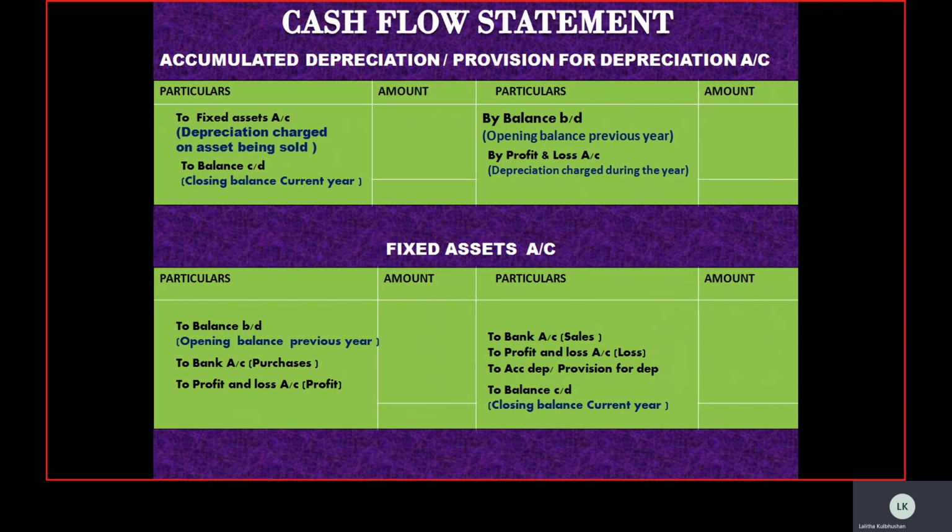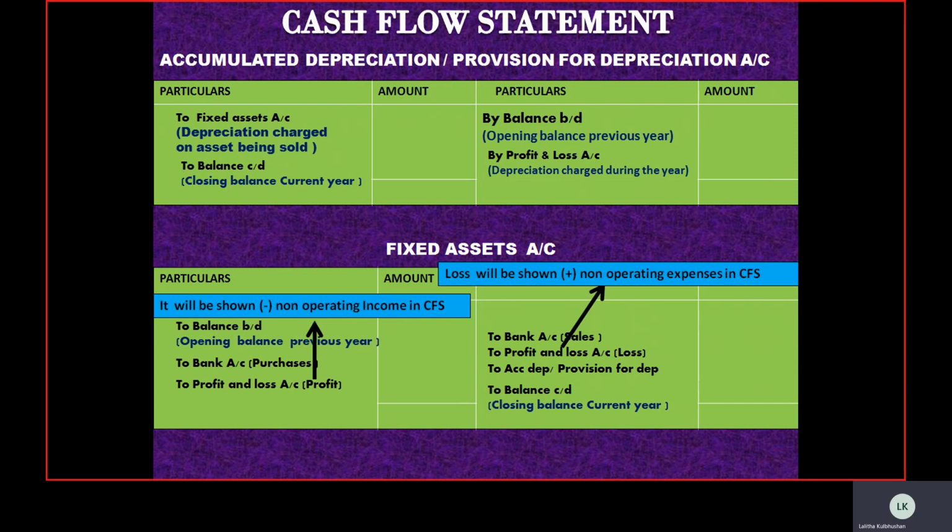The remaining item, let us see how to deal with it in the cash flow statement, is the profit. You can see in the fixed asset account, on the debit side, the profit and loss, the profit is being given. This profit will be shown in the cash flow statement in the operating activities section as minus from the non-operating income. And you can see here, the loss is also there. Suppose you are having a loss on the sale of fixed assets, so this loss will be shown in the operating activities under the heading plus non-operating expenses in the cash flow statement.